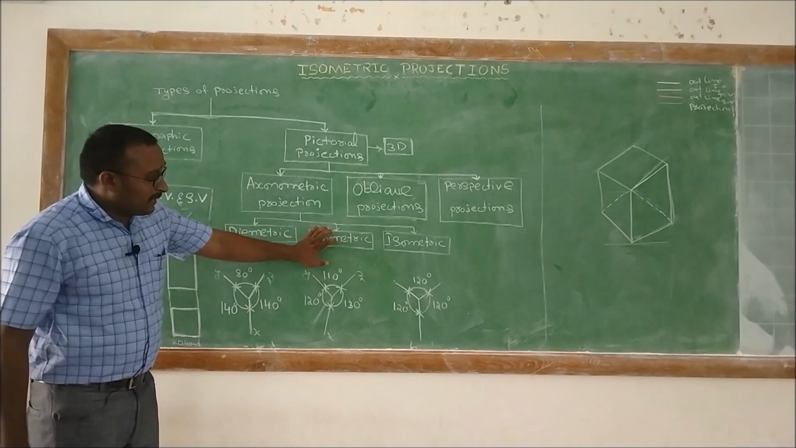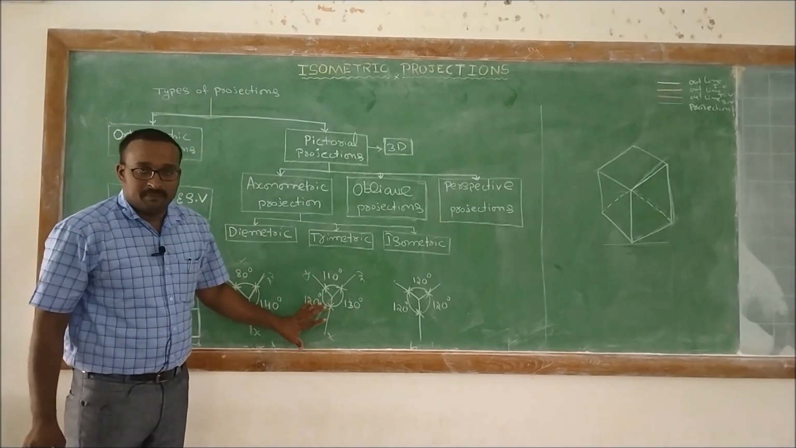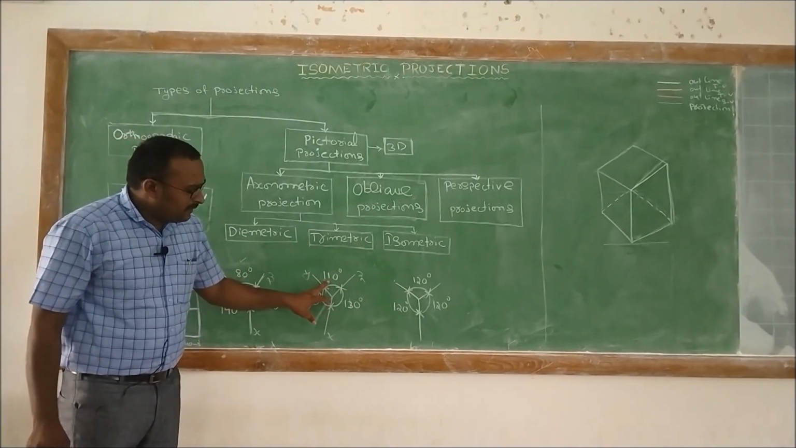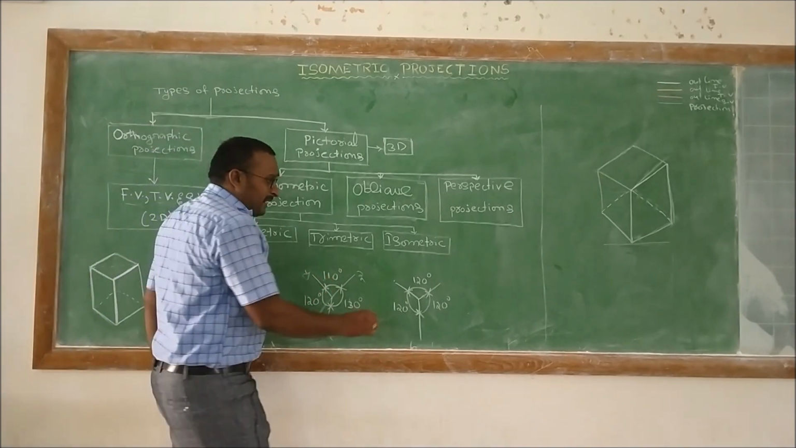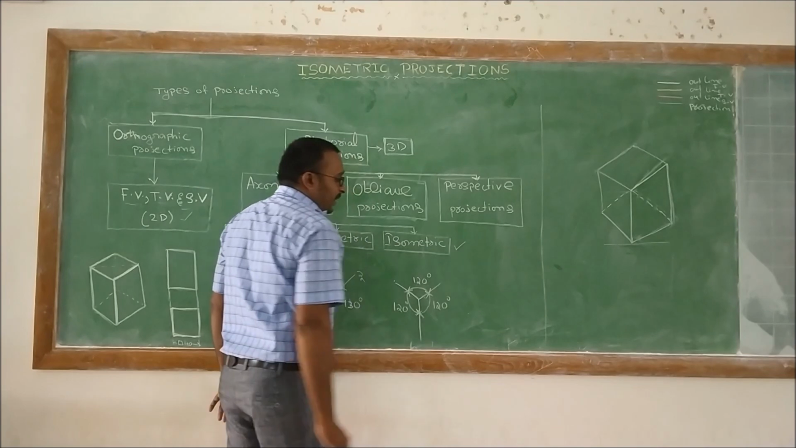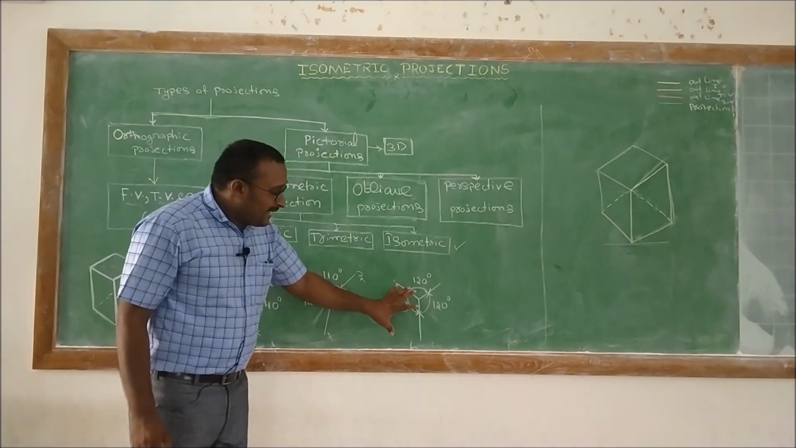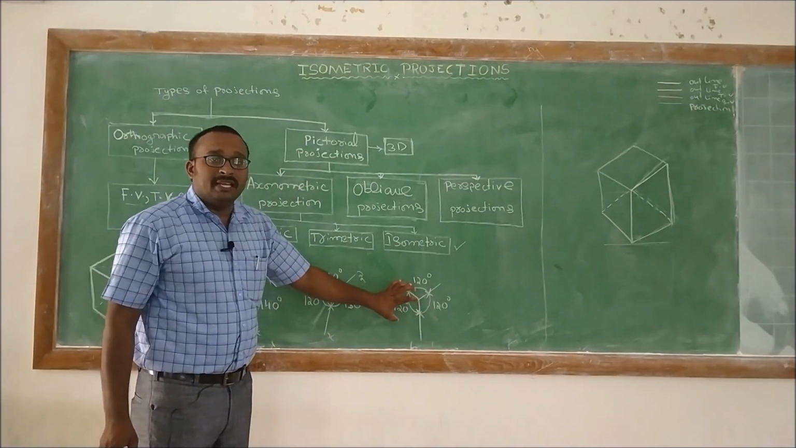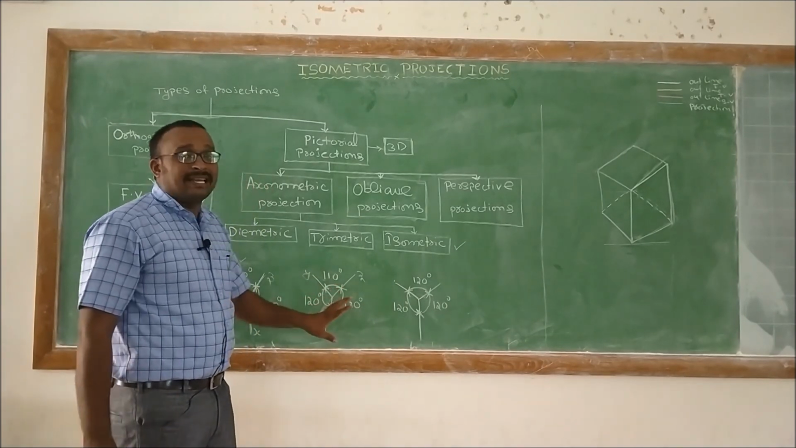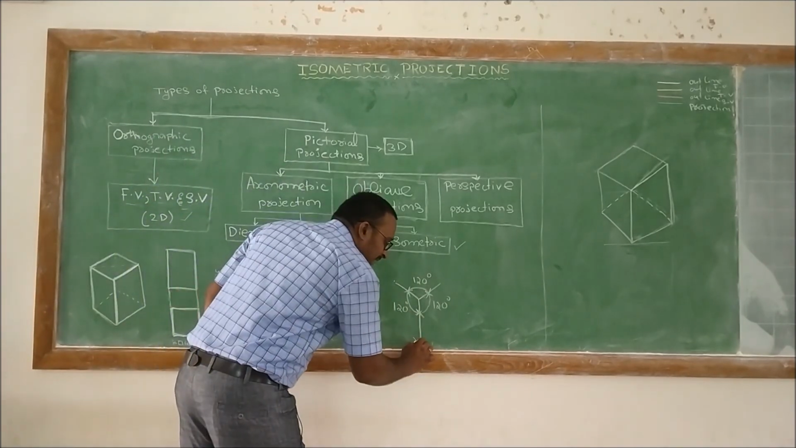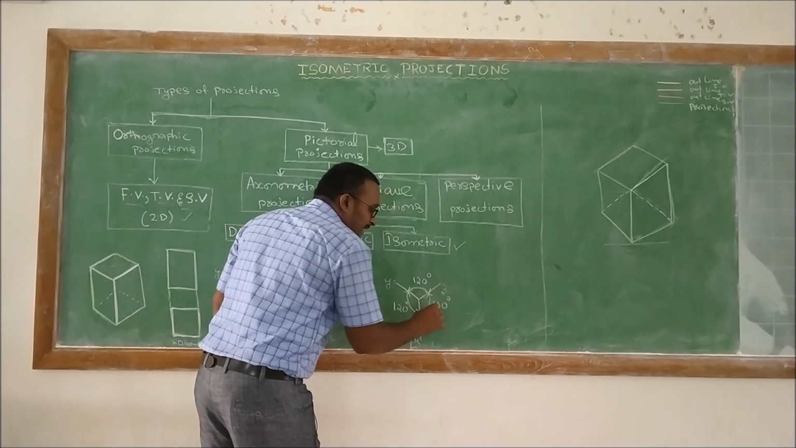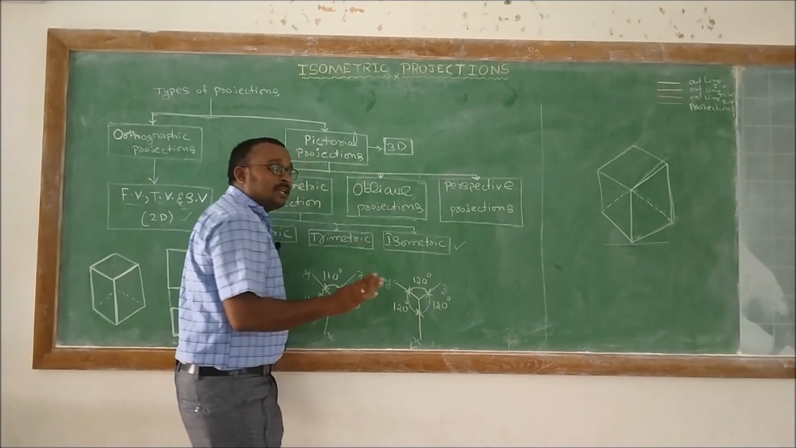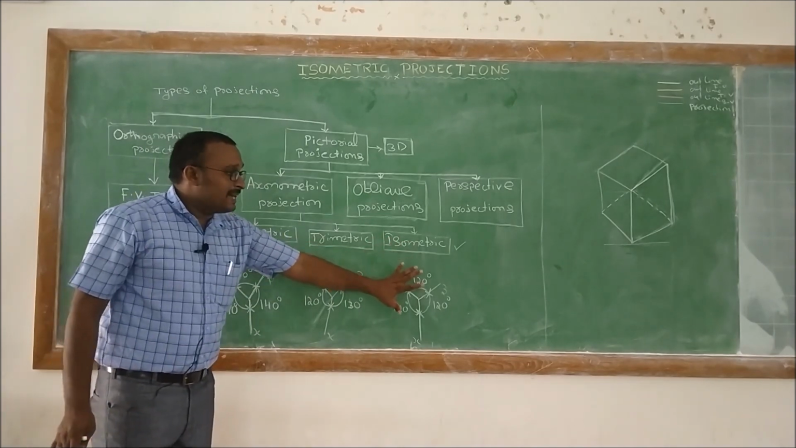In trimetric, all the angles are unequal. Here it is 110, 130, 120. All the angles are unequal. But in the case of isometric, the angle of inclination between two successive isometric lines, these are called the isometric axes, and these isometric axes angles must be equal. Then we call it an isometric view.